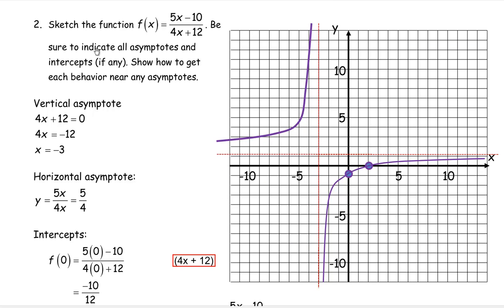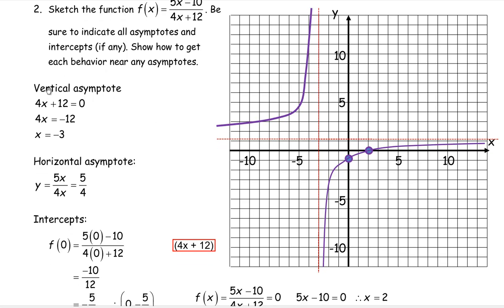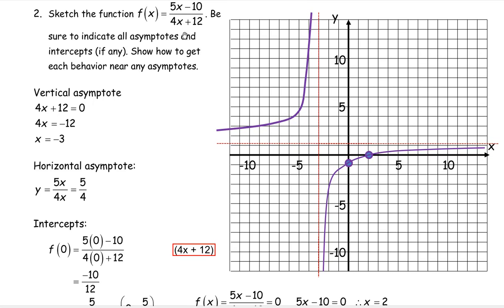Question number 2, sketch the graph of this function. So in this case, we have a linear over a linear function. No constant anymore on top except for the minus 10. So for the vertical asymptote, we set the denominator, the 4x plus 12, equal to 0. Subtract 12 from both sides, so 4x would equal negative 12. And divide by 4, and you get x equals negative 3. So there's the vertical asymptote right there, x equals negative 3.